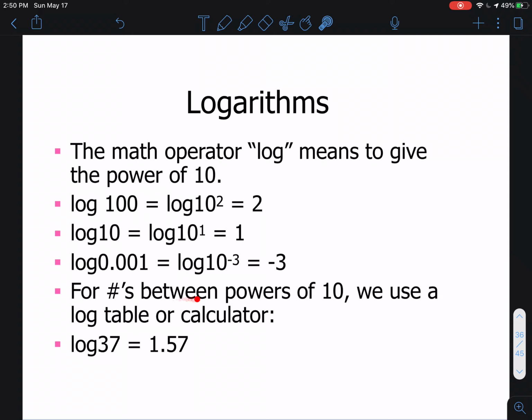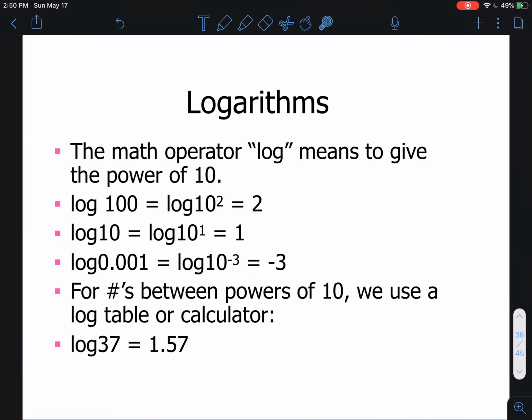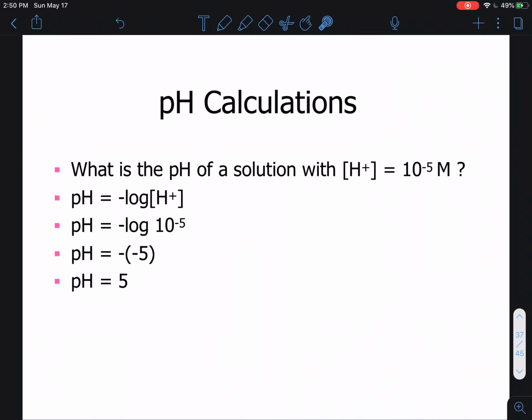For numbers between powers of 10, we use a log table or a calculator. So again, there's no way for you to easily say what the log of 37 is. But for log 100, because you know that 100 is 10 raised to the 2, and if a log is a power of 10, then it's just going to be 2. I would really highly suggest finding out where the logarithm button is on your calculator in order to do these problems.